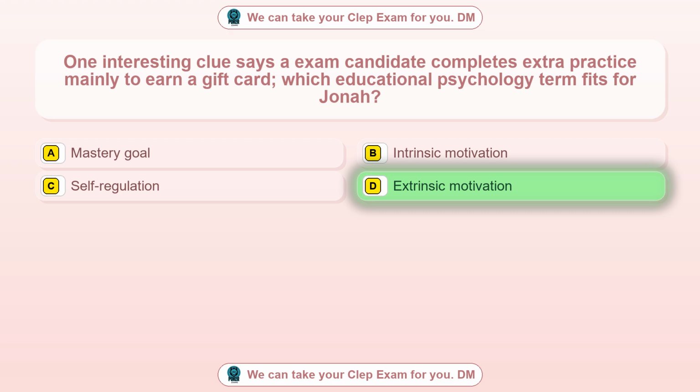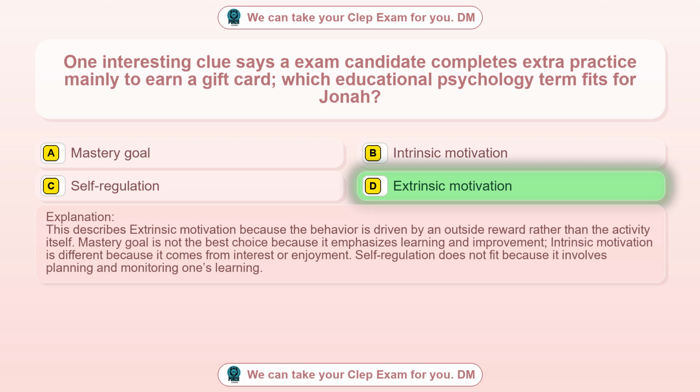Extrinsic motivation. This describes extrinsic motivation because the behavior is driven by an outside reward rather than the activity itself. Mastery goal is not the best choice because it emphasizes learning and improvement. Intrinsic motivation is different because it comes from interest or enjoyment. Self-regulation does not fit because it involves planning and monitoring one's learning.